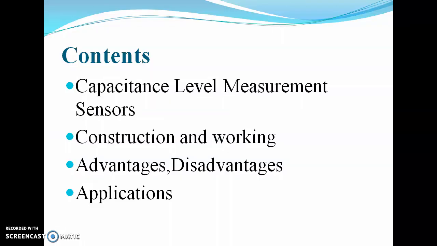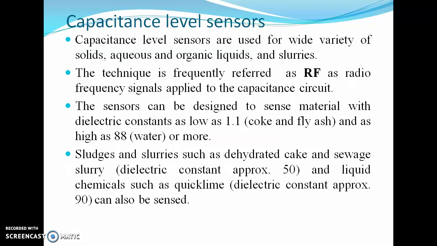So the contents of this presentation are: the capacitance level measurement sensor, what is meant by a capacitance level measurement sensor, then the construction and working of this sensor, then the advantages, disadvantages and applications of the capacitance level measurement sensor. Now let us see the capacitance level sensor.